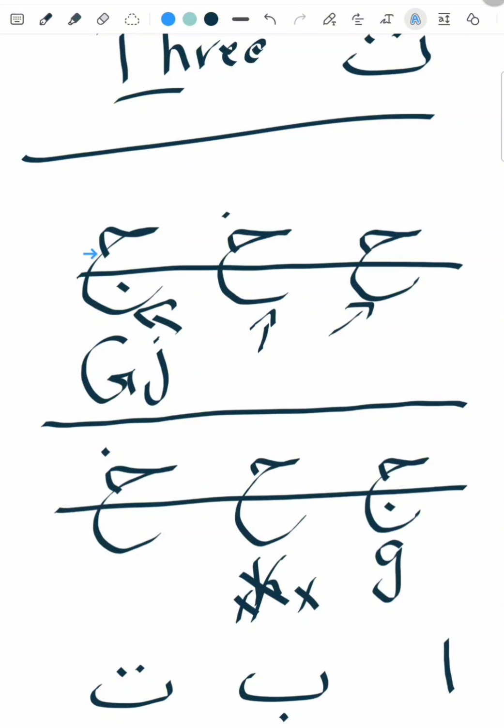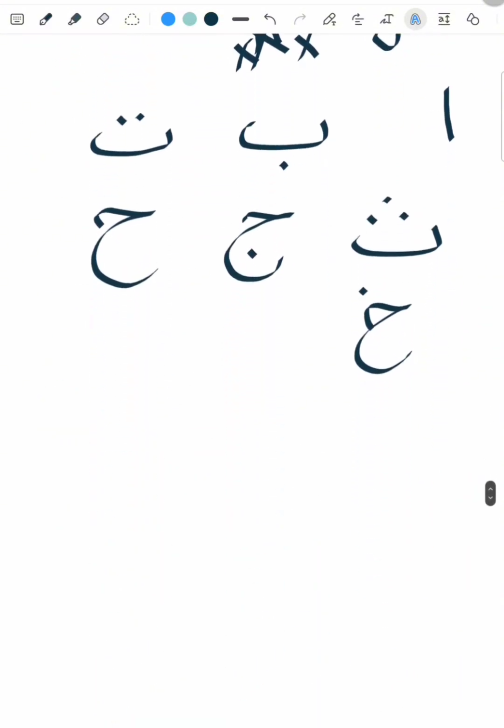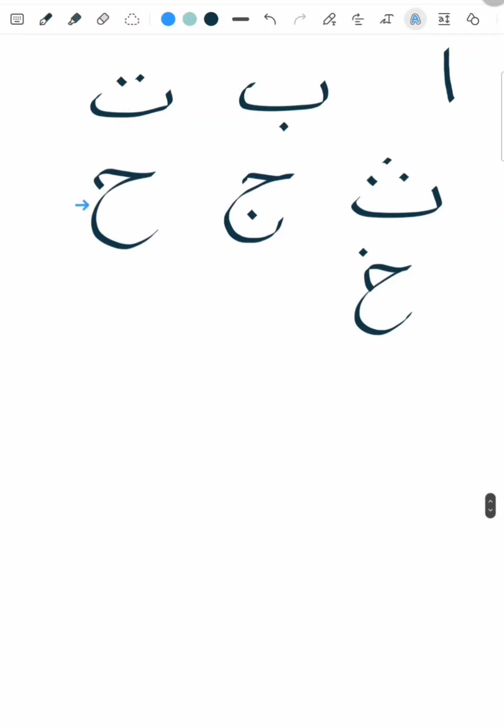Always. And the head is on top. Okay? In Arabic, it's always the case. Every time you see a letter with a belly or long legs, it's always under the line. Right.